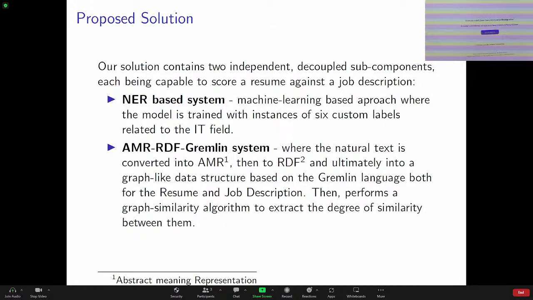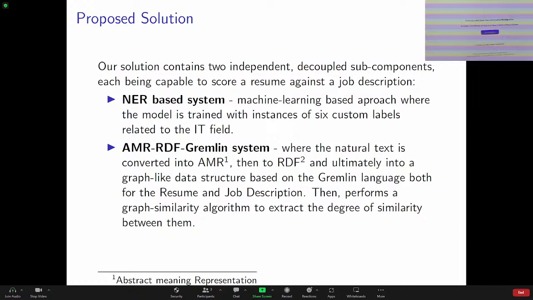Now, jumping straight to the proposed solution, our solution is based on basically two independent and decoupled subcomponents, both being able on their own to produce some kind of measure of similarity between the job description and the resume, albeit a score or a similarity ratio. We'll see what that means later.